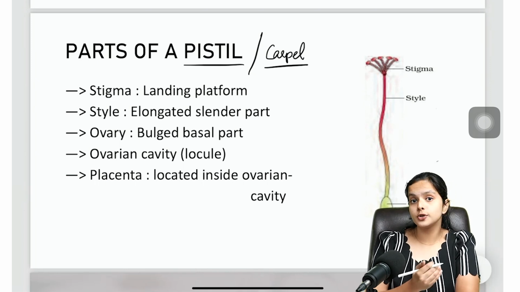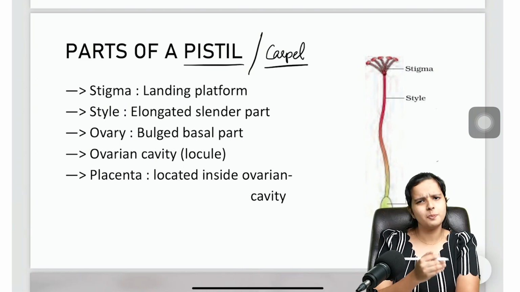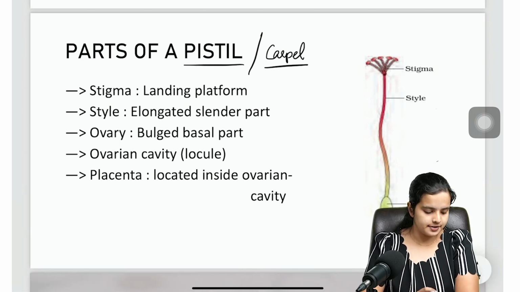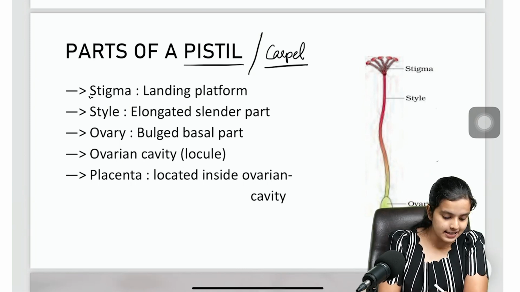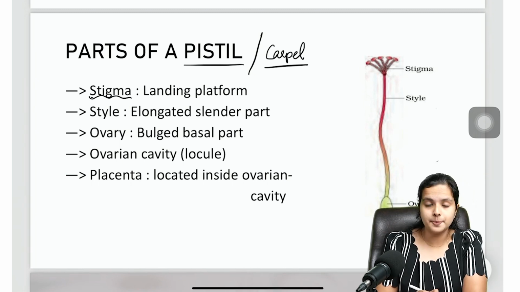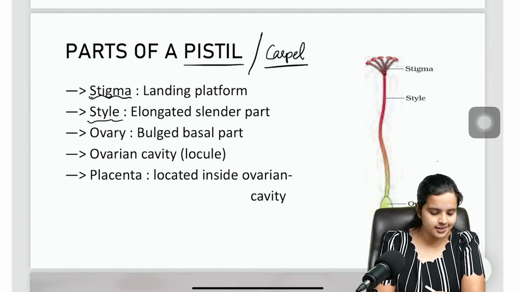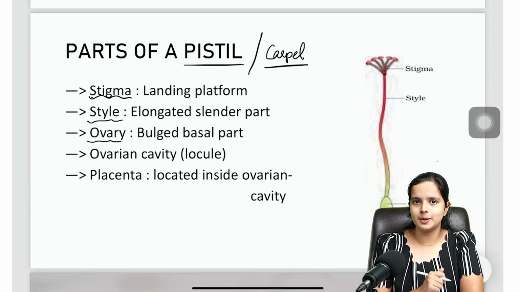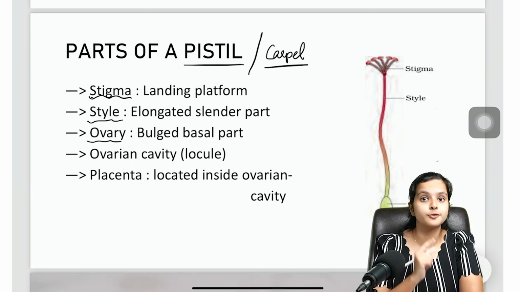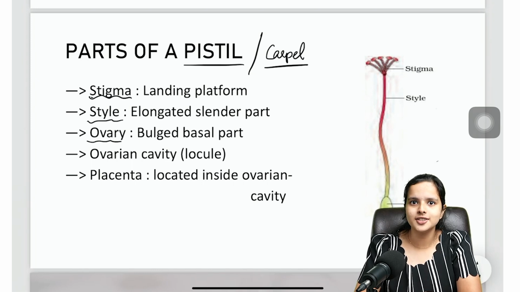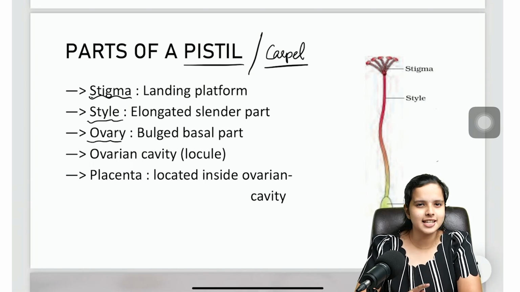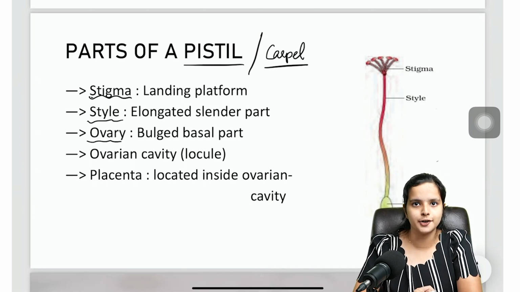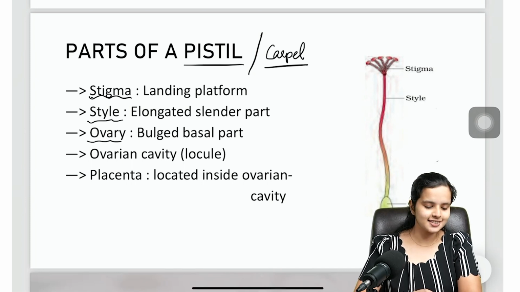Now we are going to learn the parts of this pistil or parts of a carpel, right? Let's see what it is. The first part is the stigma. The second part is the style, and the third part is the ovary. If you remember, we have discussed this in the first figure that I've shown you. When we were discussing the structure of a flower, I showed you stigma, style, and ovary, and I told you at that time that we were going to discuss this later on, right? So here we are discussing the parts of a pistil.